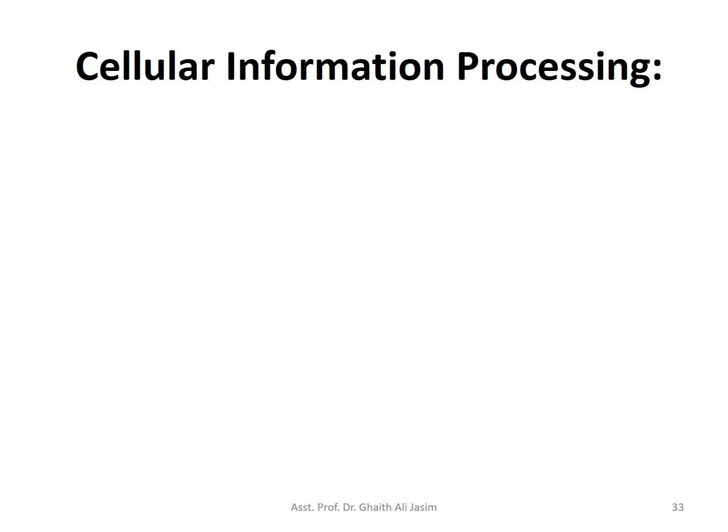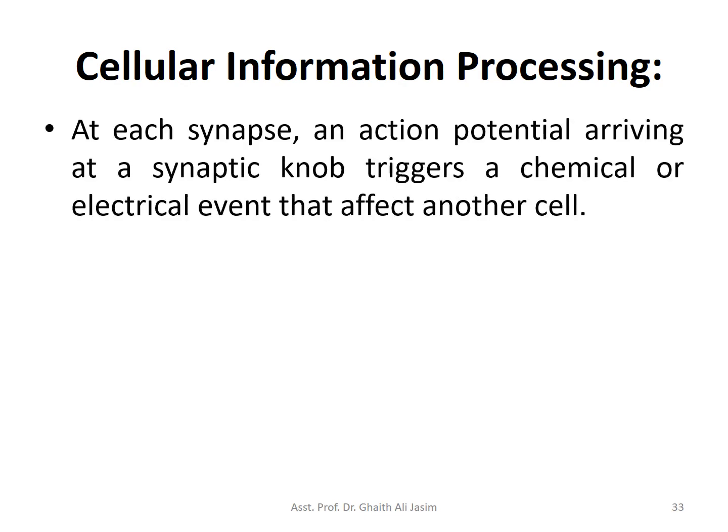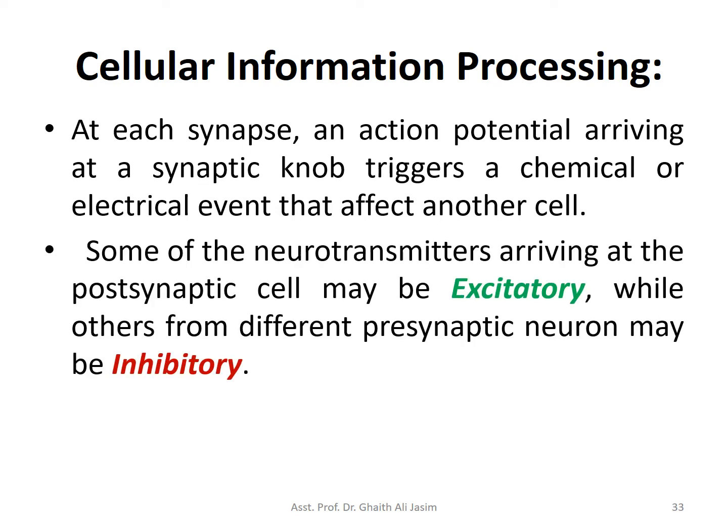A new subject here, the cellular information processing. At each synapse, an action potential arriving at the synaptic knob triggers a chemical or electrical event that may affect another cell. Some of the neurotransmitter arriving at the postsynaptic cell may be excitatory, while others from different presynaptic neurons may be inhibitory.